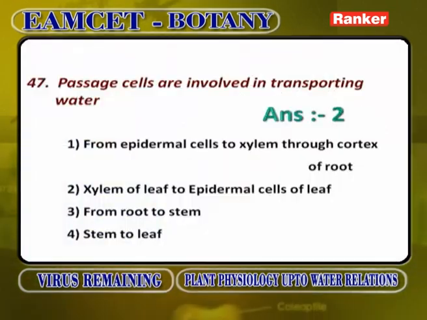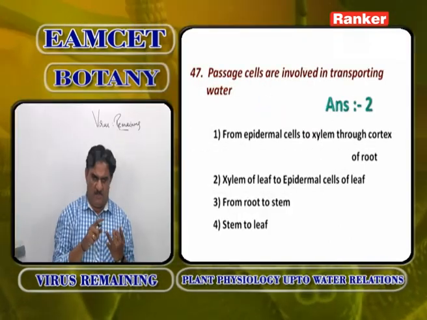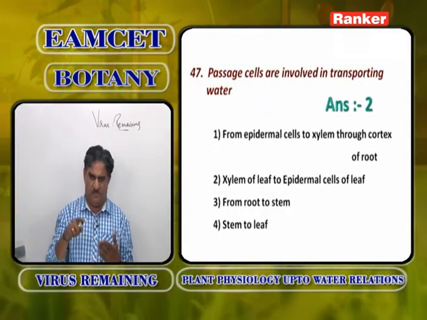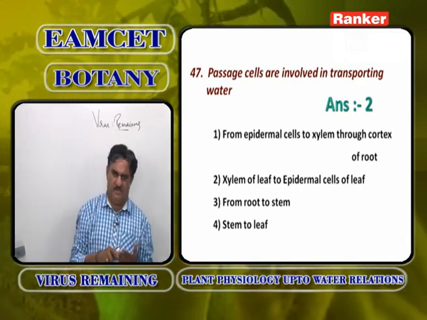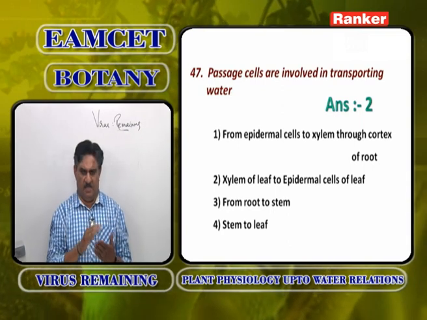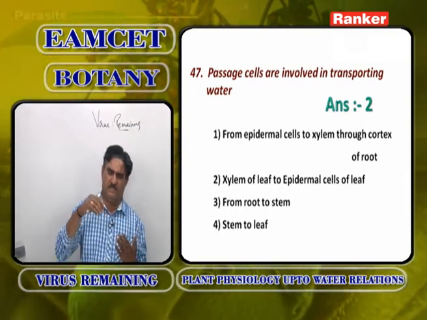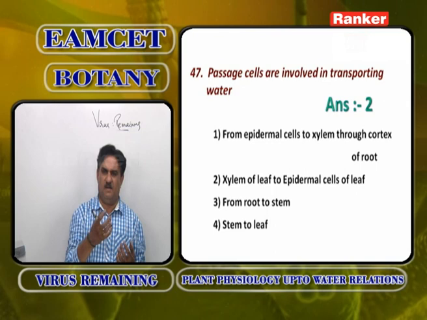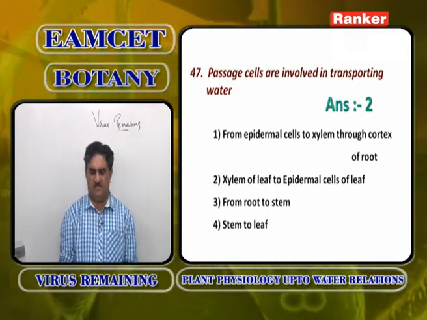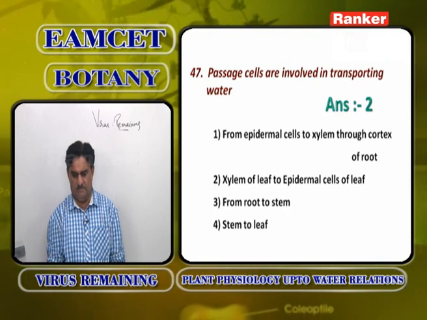So, what are passage cells? In the endodermis, there are some specialized cells which do not contain any Casparian bands. They are called passage cells. Passage cells are involved in transport from the soil to root hair to epidermis, and epidermis to cortical cells. Water moves by diffusion from higher concentration to lower concentration. As the endodermis contains Casparian thickenings, water cannot pass. So, it passes through passage cells, the endodermal cells without Casparian thickenings. They enter the pericycle, and from there the xylem sucks the water. So, from epidermal cells to xylem through the cortex of the root. Next.